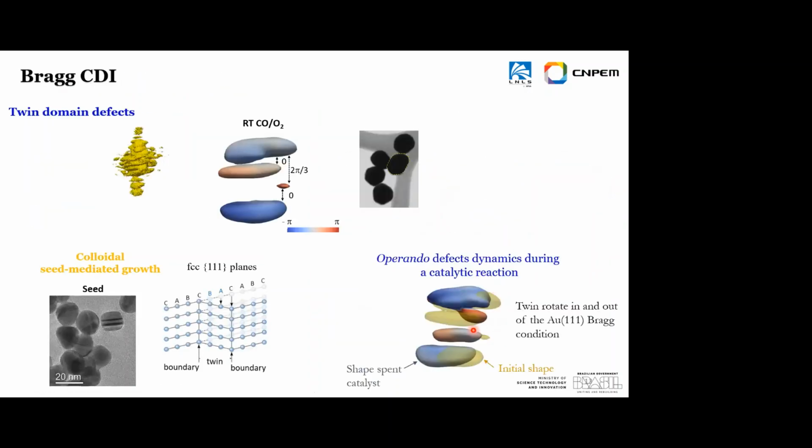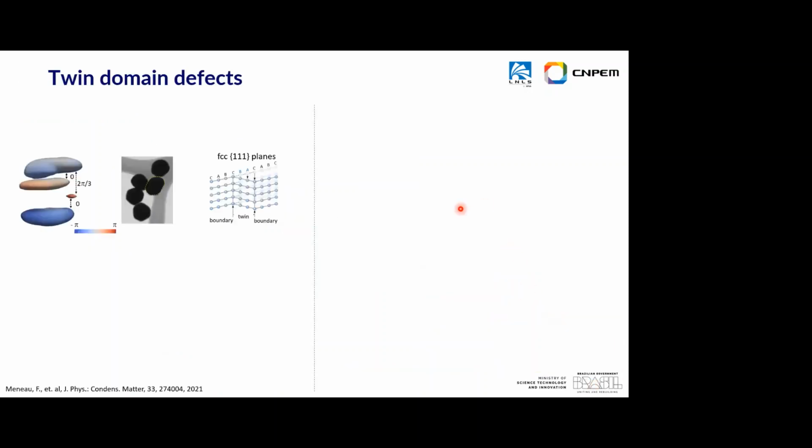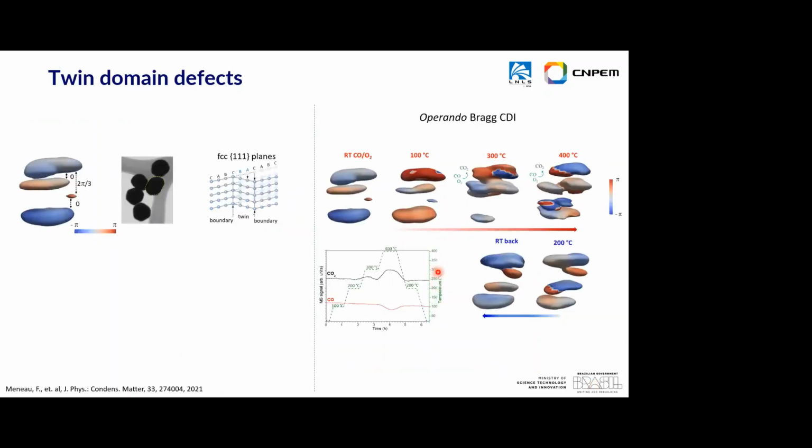And this picture compares the initial shape of the catalyst and the shape of the spent catalyst, where this twin is rotated in and out of the Bragg condition, and we can follow this using Bragg CDI.